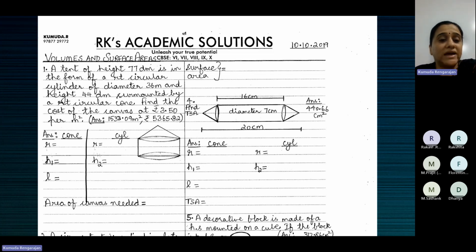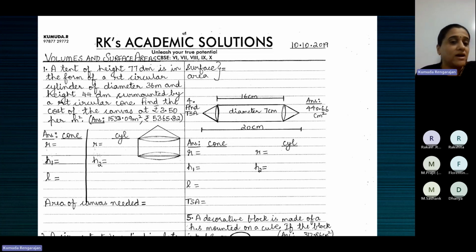A tent of height 77 decimeter. Navya, I know you're busy calculating the final answer, but please listen. When we say tent, it is the cylinder and the cone together. So the vertical height of the cone and the vertical height of the cylinder together is 77 decimeter.